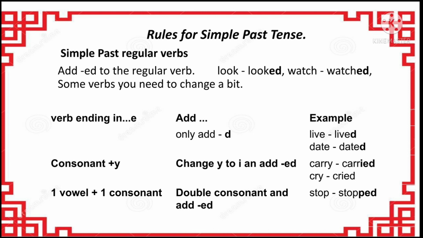If you see a consonant plus y, then change y into i and add ed, like carry, carried, cry, cried. When you see one vowel and one consonant, then use a double consonant and add ed, like stop, stopped.